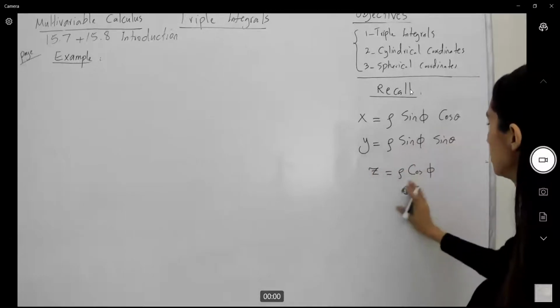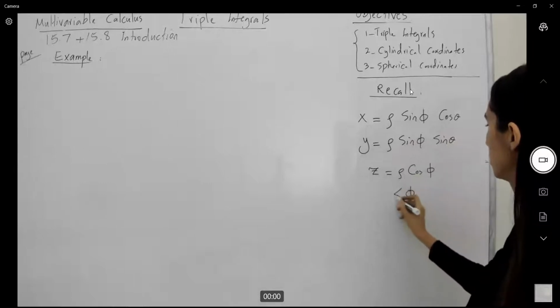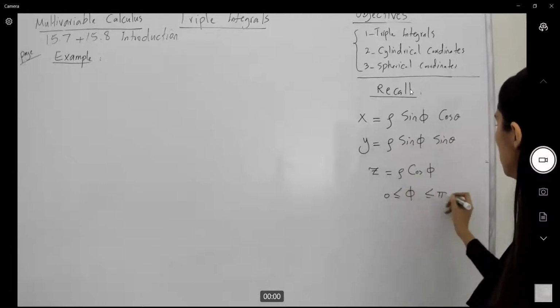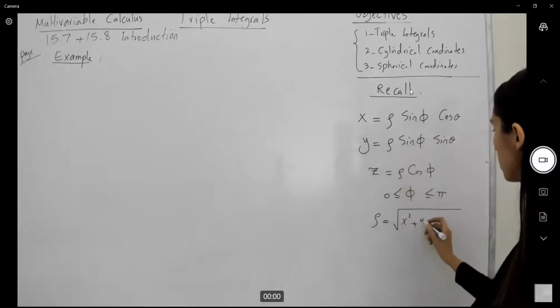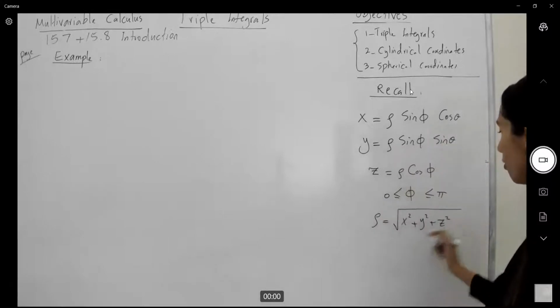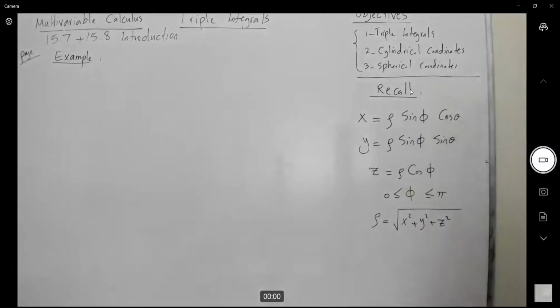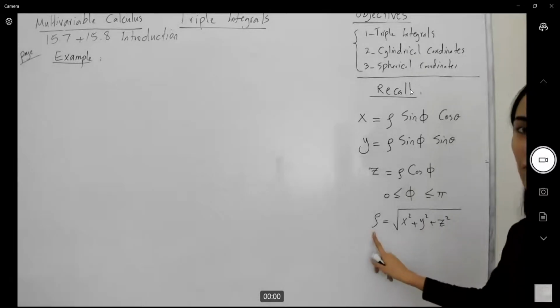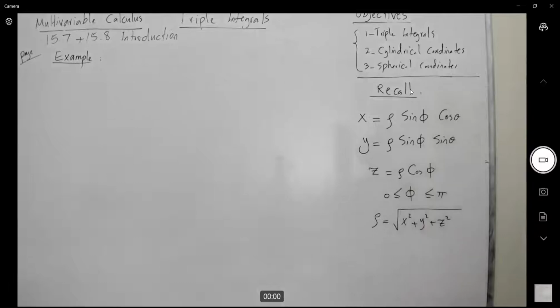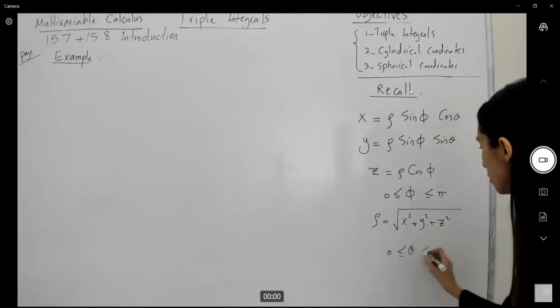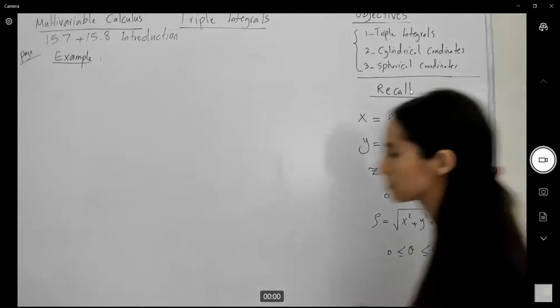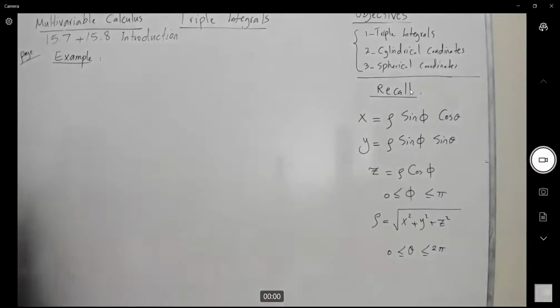Phi ranges between 0 to pi, and rho is the square root of x squared plus y squared plus z squared, or the distance from the point to the origin. This is rho, Greek letter rho. This is not p. Now remember that your theta is in between 0 to 2 pi. Okay, let's take a look at some examples.